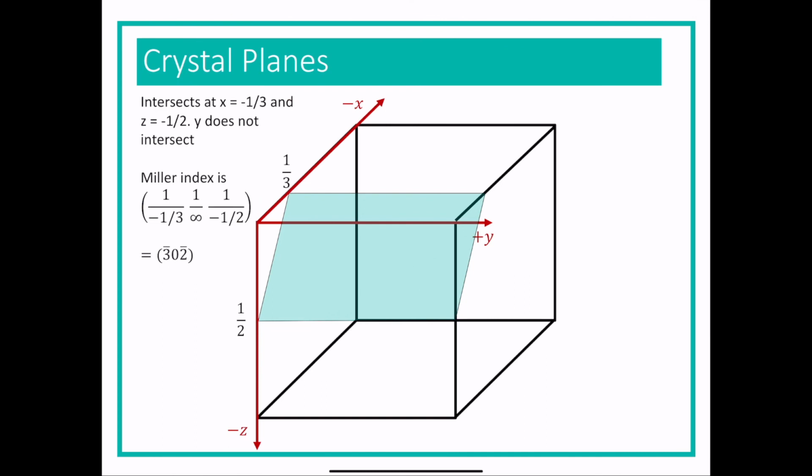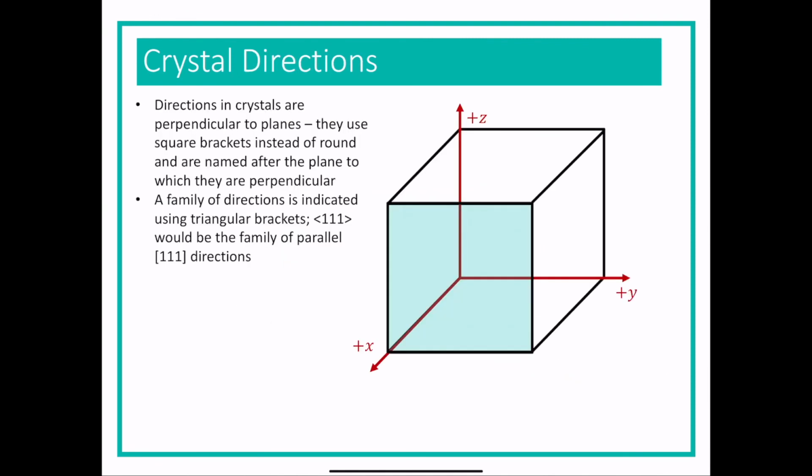So those are planes. The only other thing that I'm going to tell you about today, because I've told you plenty, are directions. Directions are just perpendicular to planes. So basically any direction is just coming out of whatever plane it's associated with. Directions are given square brackets. Family of directions are given triangular brackets, but those are just parallel directions. So this is a 100 plane, so that big arrow is pointing in the 100 direction. Basically just perpendicular to the plane.